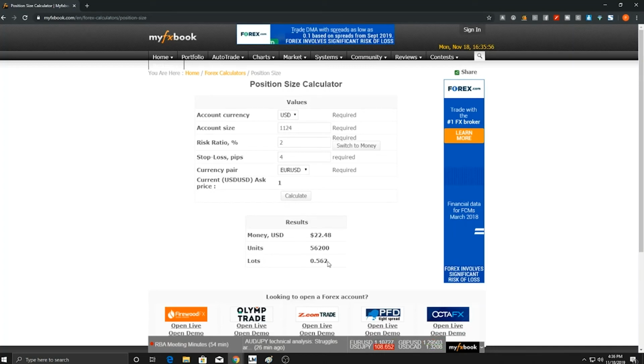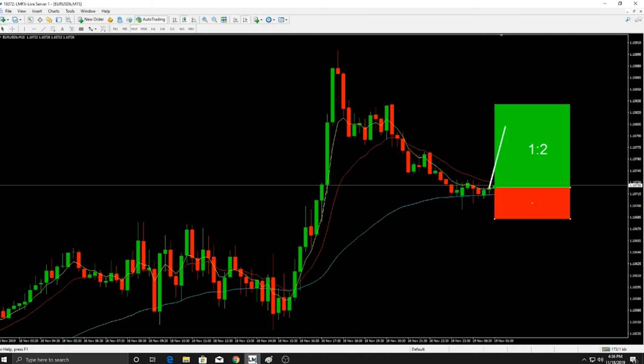You always round this last number to the downside. Okay, I don't care if this says 0.69, you don't put 0.57. You put 0.56. Okay, you always round it to the downside. So that's an example of a scalp, and again, all you're going to do is put your own values.